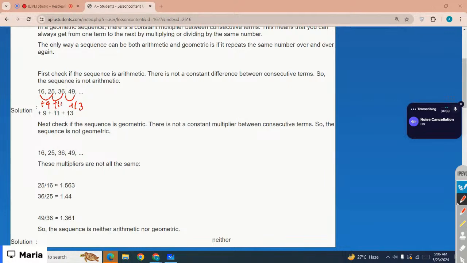Now let's look for the geometric sequence. For the geometric sequence, you have to divide the second term by the first. 25 by 16, that is 1.5. 36 by 25, that is 1.4. 49 by 36, that is 1.3. Also, their multipliers are not the same. That means the sequence is neither arithmetic nor geometric. Got it? The correct option is neither arithmetic nor geometric. Okay, let's start with the test questions.